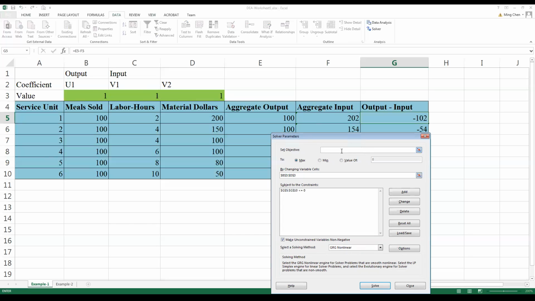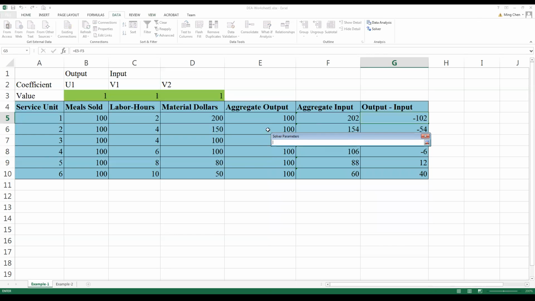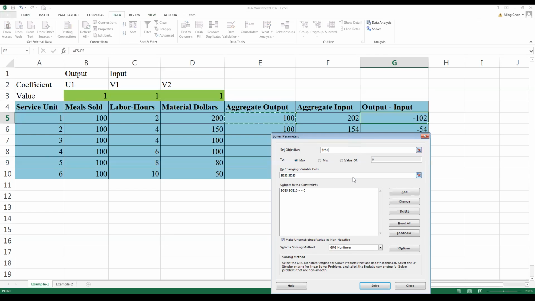So the objective depends on which service unit you want to assess. When we assess these 6 different service units, we have to do one by one. We have to repeat the process again and again. So now let's assess the first service unit. If you want to assess the first service unit, the objective will be the aggregate output of service unit 1, which is E5. You want to maximize it.